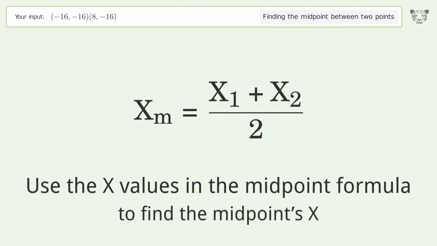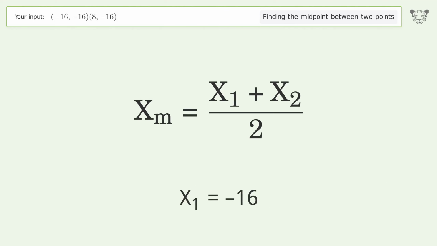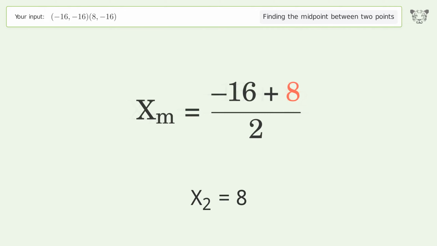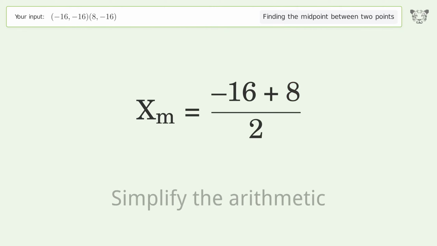Use the x values in the midpoint formula to find the midpoint's x. x1 equals -16. x2 equals 8. Simplify the arithmetic.